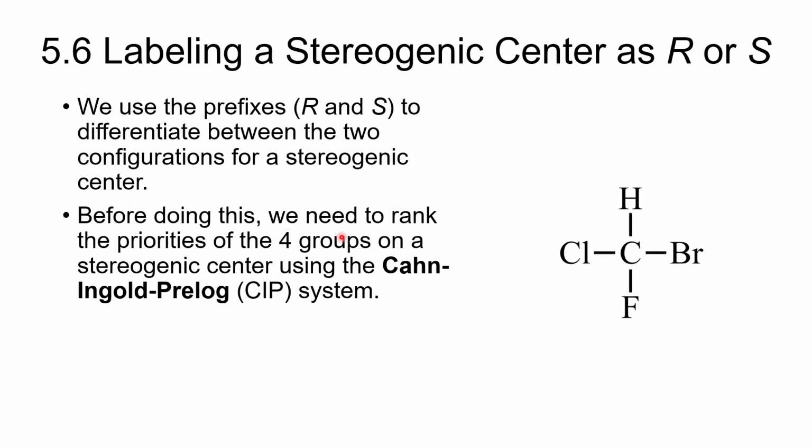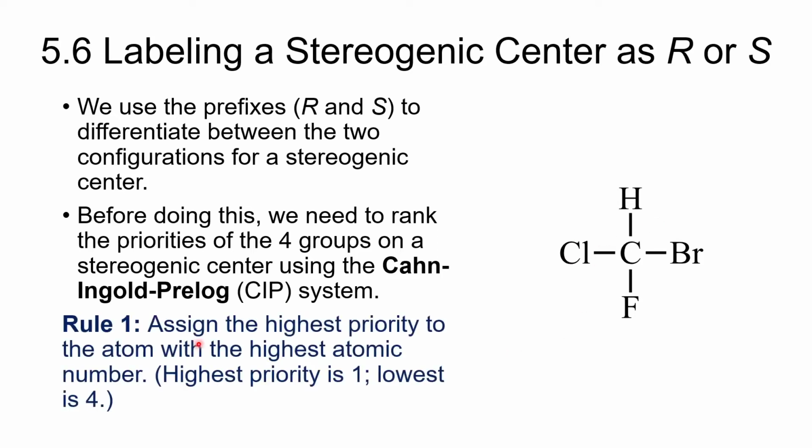Here, I've got a very simple one. It's got 4 different things attached to it. And then we're going to use what's called the CIP priority system. This is the Cahn-Ingold-Prelog, the people who came up with this system, the CIP system. When we look at this, we've got 4 different things attached, and the rule is assign the highest priority to the atom with the highest atomic number.